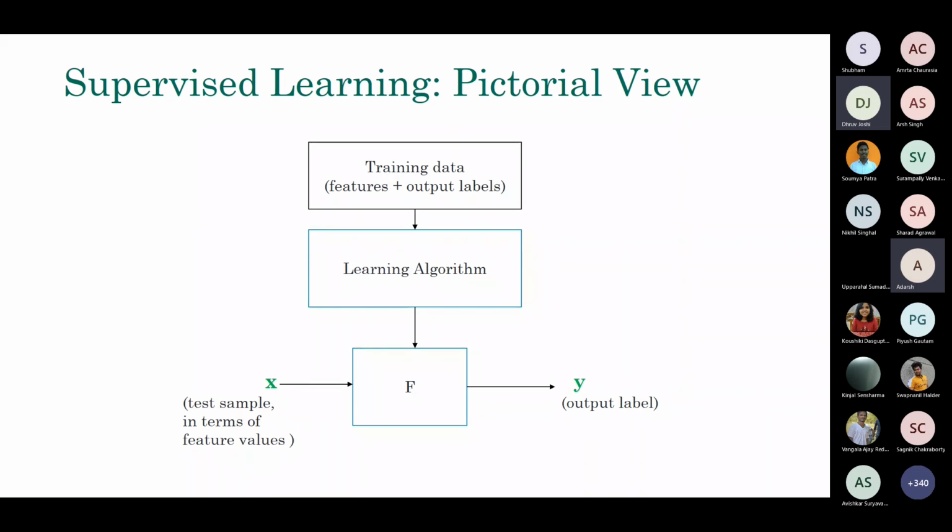Quickly, this is a pictorial view of supervised learning. You have training data with features and output levels, and a learning algorithm which learns the function f, and then you map input data x to output level y. The learning algorithm takes the training data with all the features and output levels, and your objective is to learn f. That's more or less the pictorial view of machine learning algorithms.